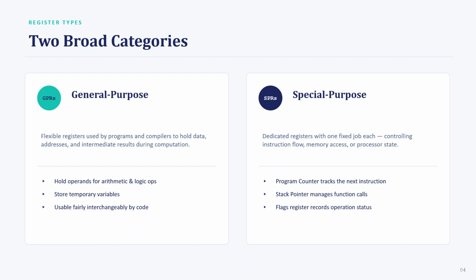Now let us come to special purpose registers. Special purpose registers have a specific function. They are not simply used as general storage locations. For example, the program counter or PC keeps track of the next instruction to be executed. The stack pointer or SP manages the stack. The flag register records the status or outcome of operations. So students, the easiest way to remember the difference is: GP for flexible use, SP for dedicated use. This distinction is very important when you answer questions about CPU registers in examinations.